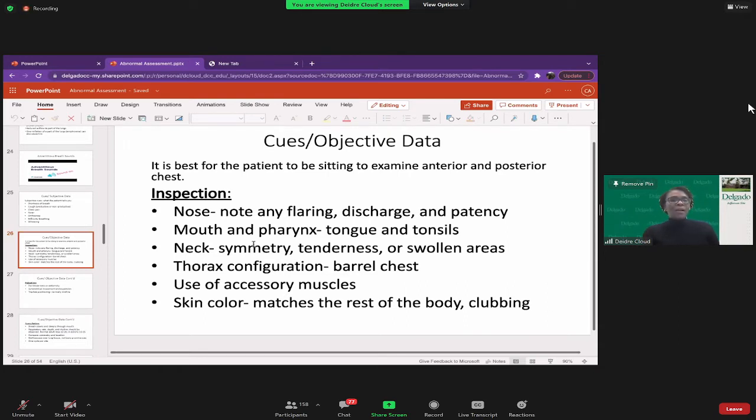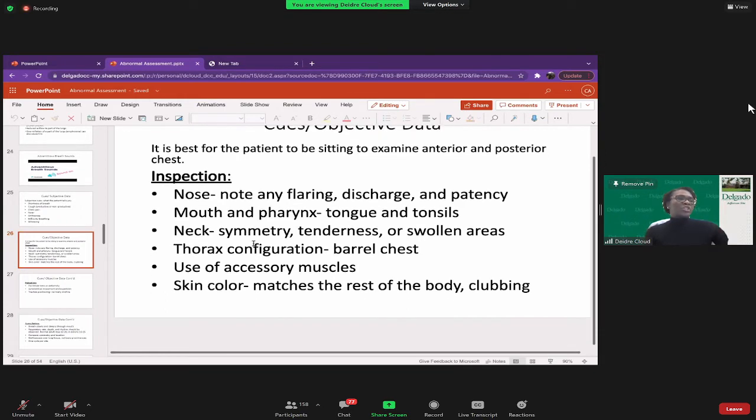All right. So we already said it's best to have the patient sitting to examine the anterior and posterior. So we're going to start with inspection. What are we inspecting?